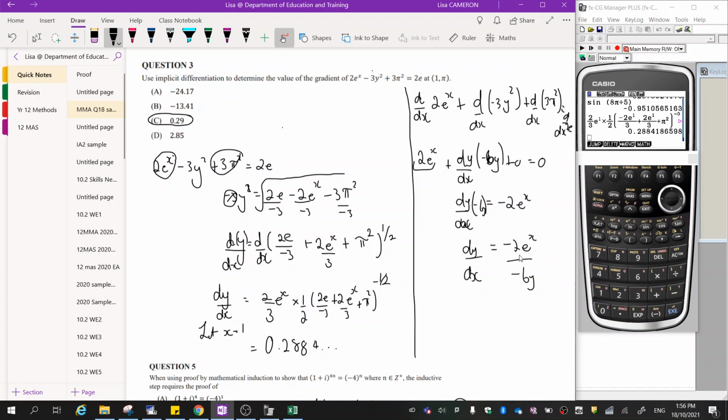So you can go through and simplify that out further. It would become a third, or you can put it straight into the calculator over here. Whatever you do, you'll still get the answer of 0.2884, which proves the answer of C.